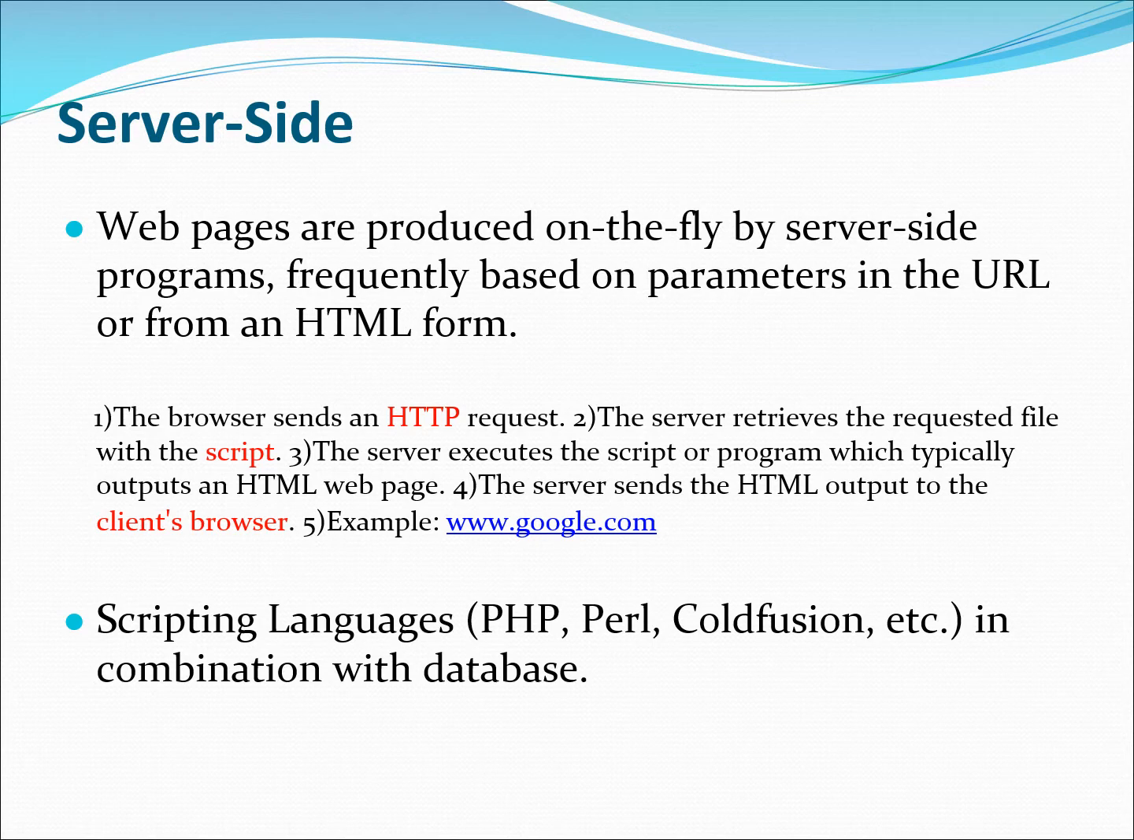For example, if you are sending the address www.google.com, this address will be sent as an HTTP request. The Google server will retrieve the corresponding index page of google.com. The server executes the script or program which typically outputs the HTML web page, and it will send back the HTML output to the client browser. Some of the server-side scripting languages include PHP, Perl, ColdFusion, in combination with a database like MySQL, Oracle, or PostgreSQL.